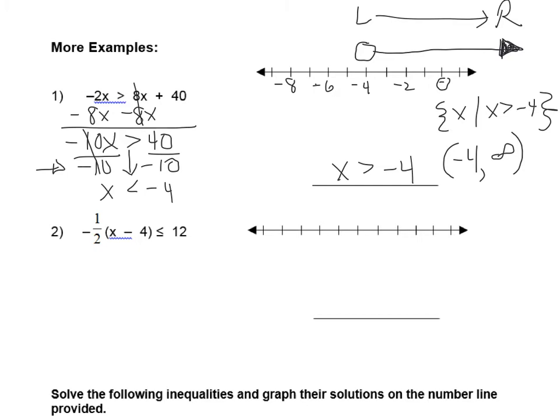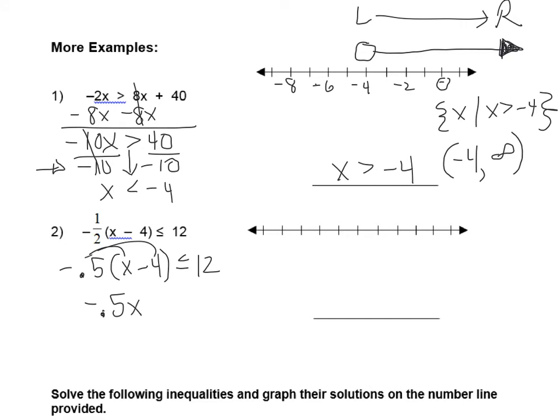Now for number 2, there's a fraction in there. If you ever really just want to make your life easier, change the fraction there to a decimal. Negative 1/2 is the same as negative 0.5. As long as it's not a repeating decimal, that's fine, you can do that. We're going to have to distribute. Negative 1/2 times x gives you negative 1/2 x.